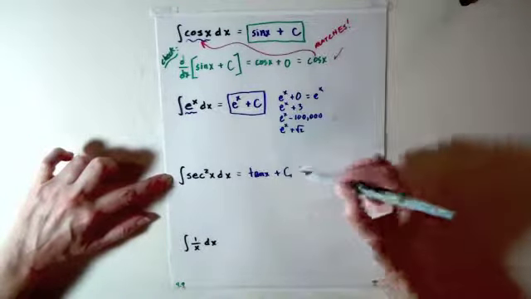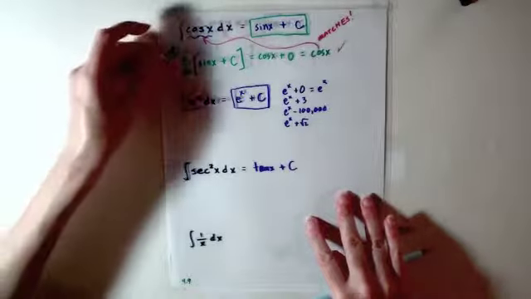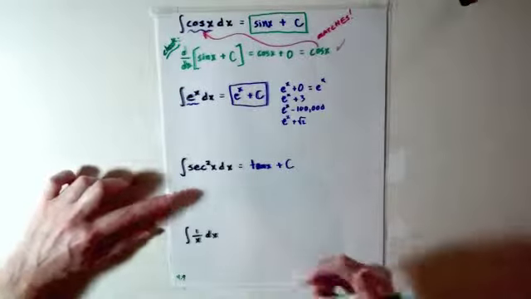This one, the integral of secant squared x would be tangent x plus c. And again, that's because the derivative of tangent x is equal to secant squared x.